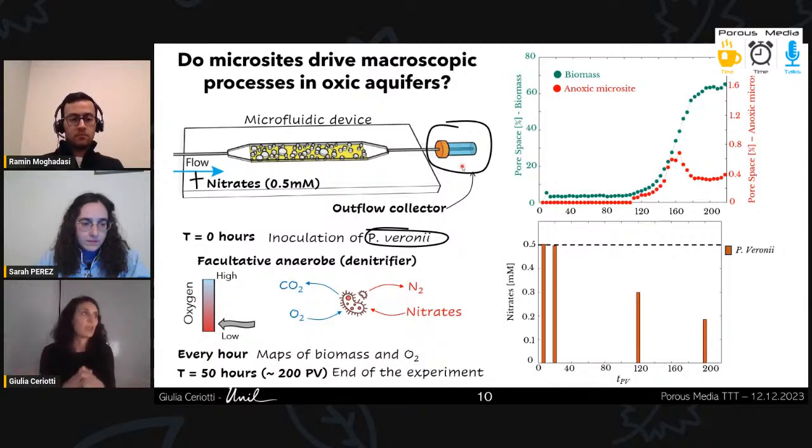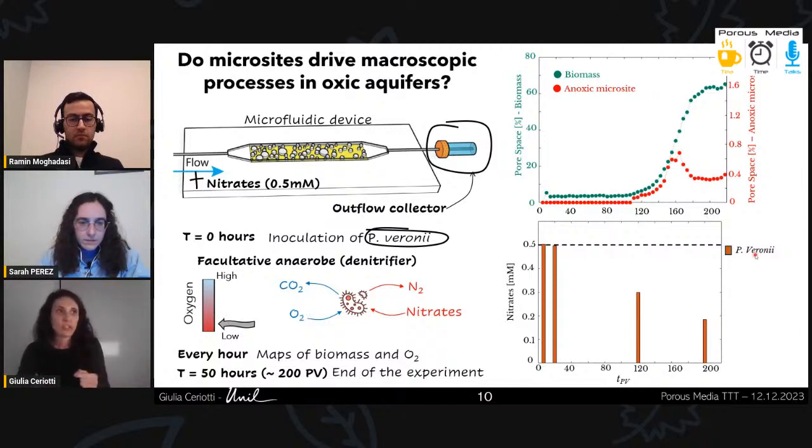techniques for nitrates. So I used special spectrophotometric measurements, and I could see that over time, nitrates decrease in the outflow. The breakthrough curve is not complete yet, but you can clearly see that something is happening, and almost 60% of the nitrates are gone at the end of the experiment. So what we are guessing is that Pseudomonas veronii is actually using nitrates and removing nitrates from our flow.